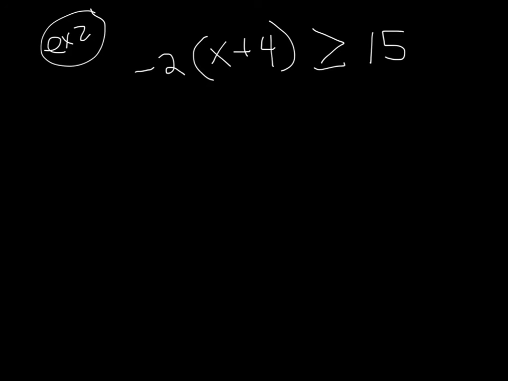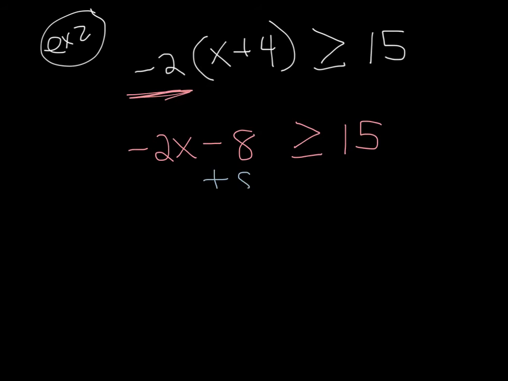Okay, here is my next example, and I challenge you to pause this video and try it on your own. Okay, so let's solve this together. All right, negative 2, I'm going to distribute that. So I'm going to get negative 2x minus 8 is greater than or equal to 15. All right, that's just a distributive property.